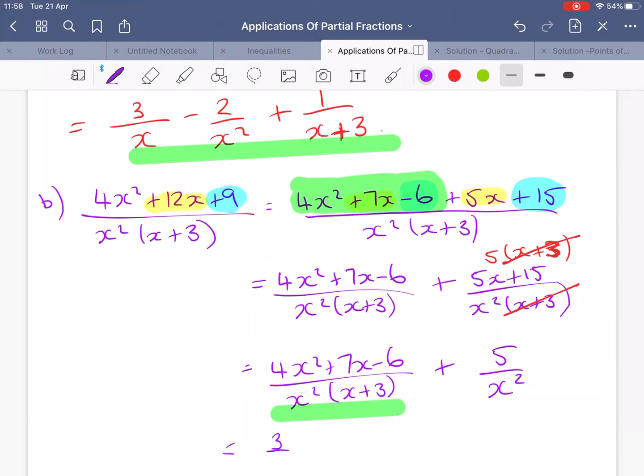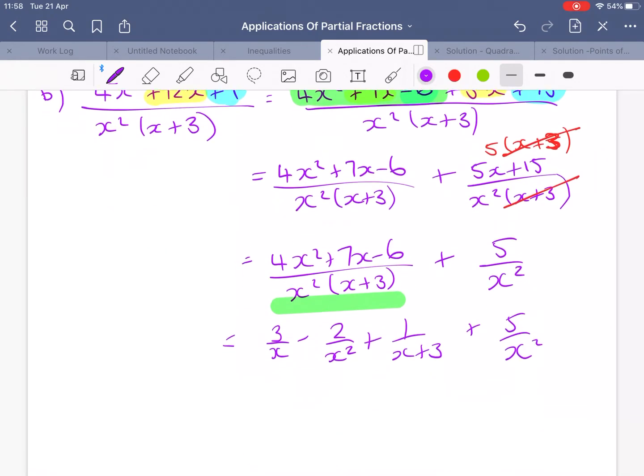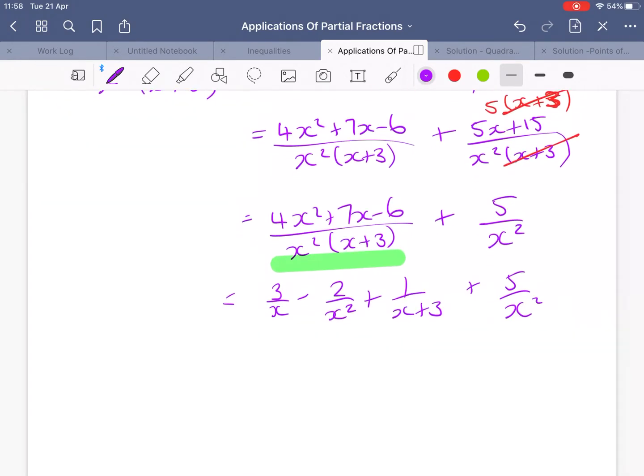So I can say that's 3 over x minus 2 over x squared plus 1 over x plus 3. And now I've got this extra 5 over x squared. So just like we did in the previous example, I can add things with the same denominator. So I can think I've got minus 2 over x squared plus 5 over x squared. So what does that give me?